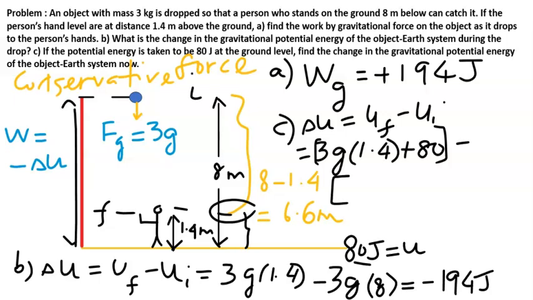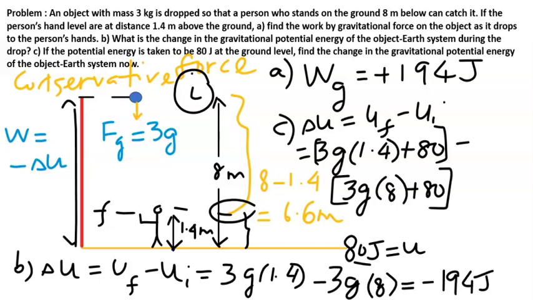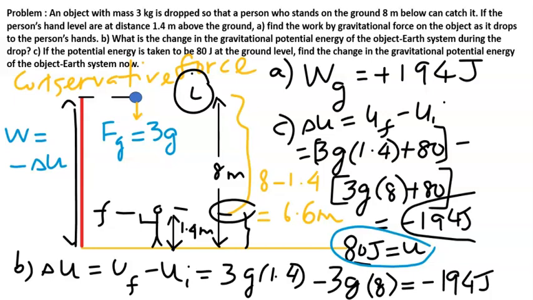The initial potential energy likewise is 3 times gravity times 8, because initially the object is at a distance 8 meters from the ground, and plus 80 because all the energies have been raised by 80 joules. And you see that you're going to get the same answer as part B, 194 joules with a minus sign. So this problem shows where you set the zero level is immaterial. What's important is just the difference in the potential energy, because that is what controls the physics of the system.